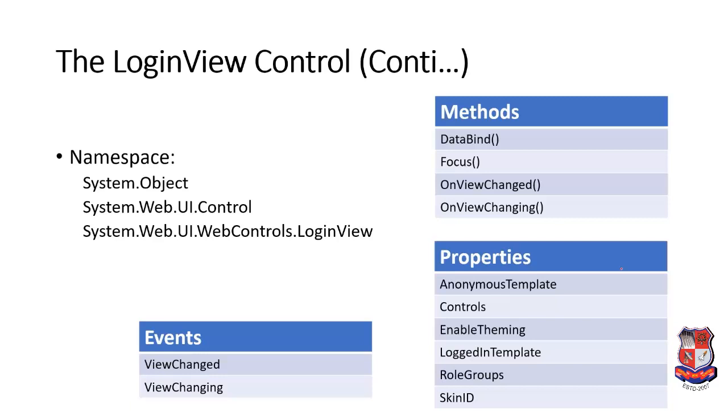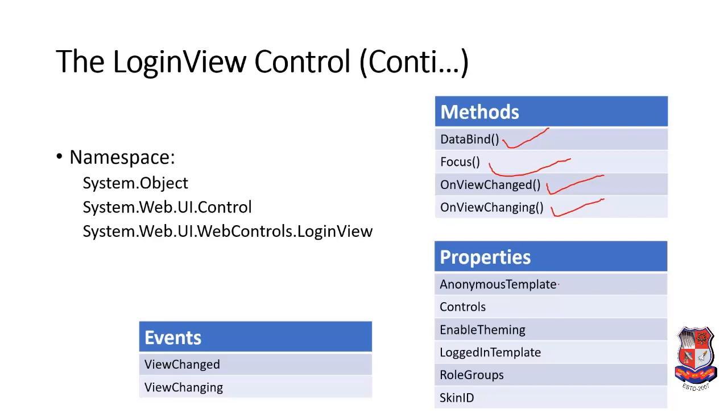Now we'll discuss a few methods, properties, and events of login view control. First is methods. First method is the DataBind method. It is used to bind the data source to the login view control and all its child controls. Next is the Focus method. It is used to specify input focus to the login view control. Next is OnViewChanged. It raises the view changed event after the login view control changes its view. And last one is OnViewChanging. It raises the view changing event before the login view control changes its view.